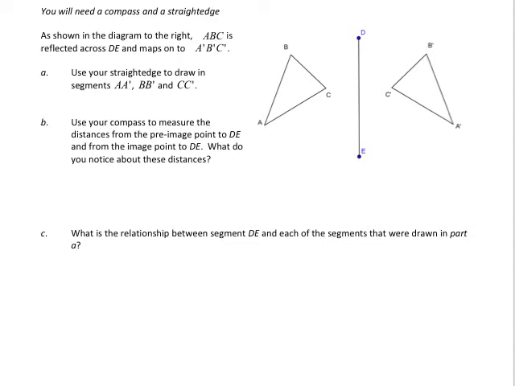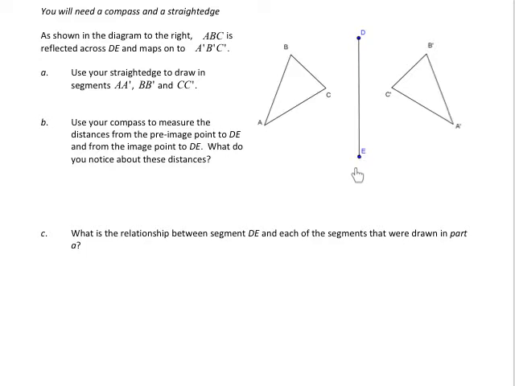We're going to talk about reflections of images that are not on the coordinate plane. When we do reflections that are not on the coordinate plane, we have to use our compass and straight edge. So here we have triangle ABC and its image A prime, B prime, C prime. You can see it's a mirror image.